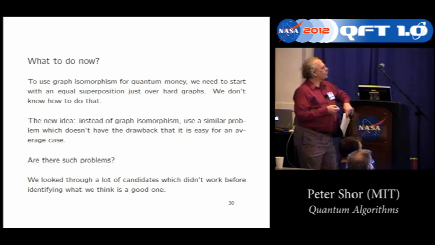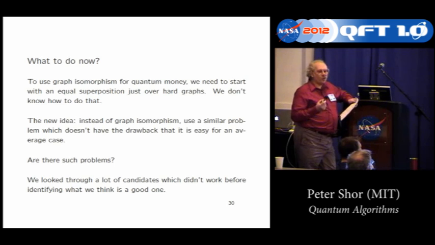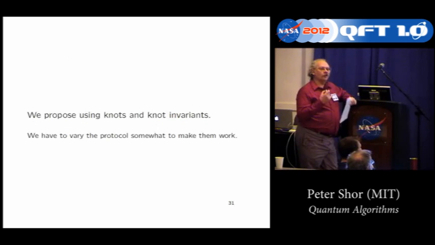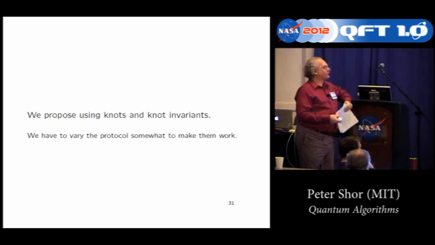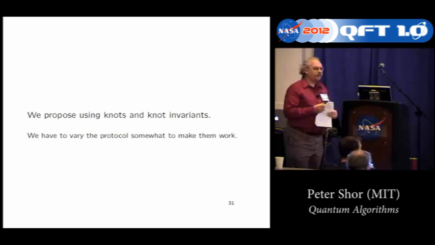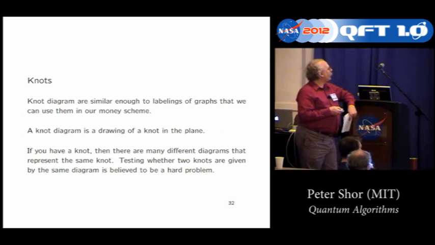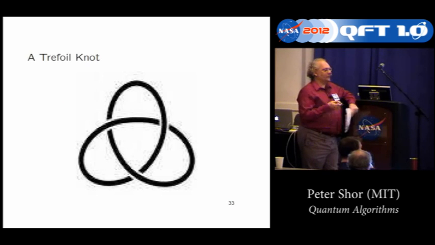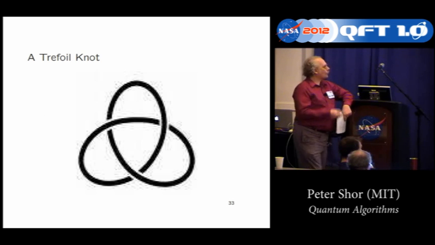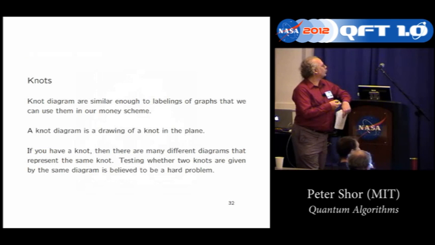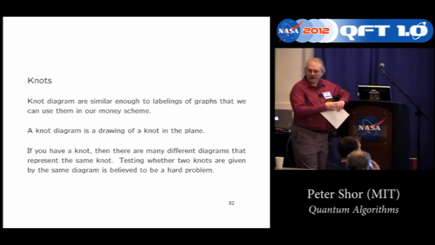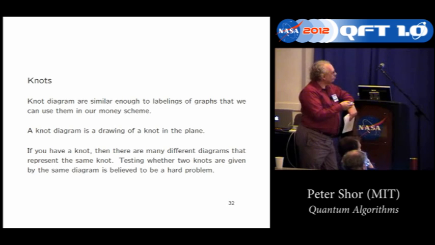So our idea was, now let's look for a problem which is a little bit like graph isomorphism, but is different enough that this crypto system actually works. And we looked through a whole bunch of candidates, and a lot of them didn't work, and we think we have one that works. So we're going to propose using knots and knot invariants. And so what's a knot? This is a knot diagram in the plane, which is an image of a three-dimensional knot.